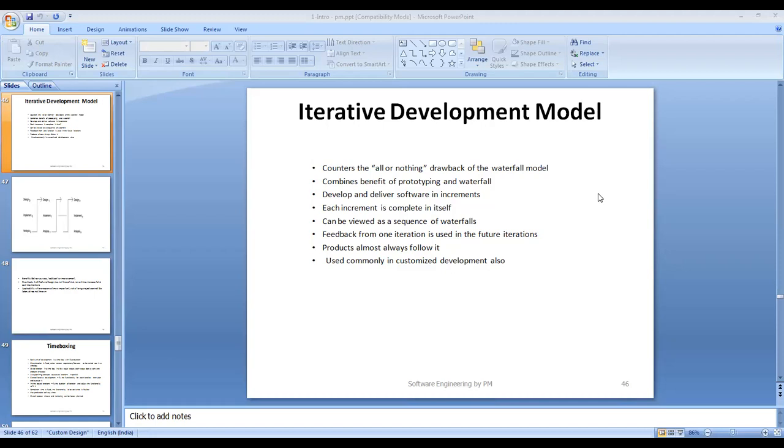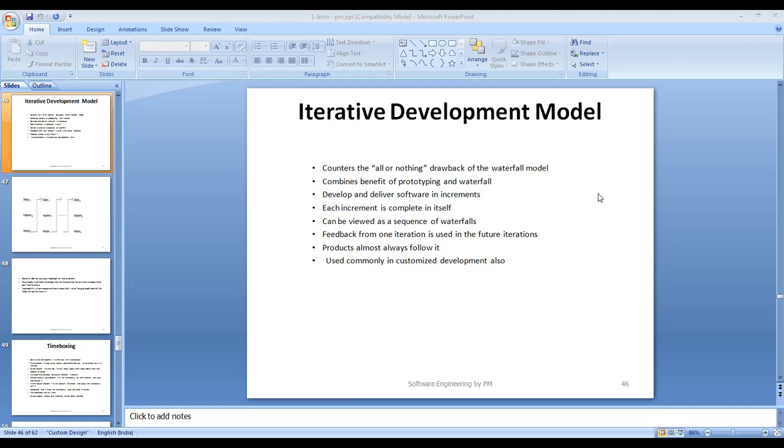We are discussing software development process models. All the models are based on the basic four activities: requirement analysis, designing, coding, and testing. Based on these fundamental activities, there are at least four models that we have proposed, namely waterfall model, prototype model, iterative model, and time boxing model. The waterfall model and the prototype model we have discussed in the last class. Now we are going to discuss the iterative development model.